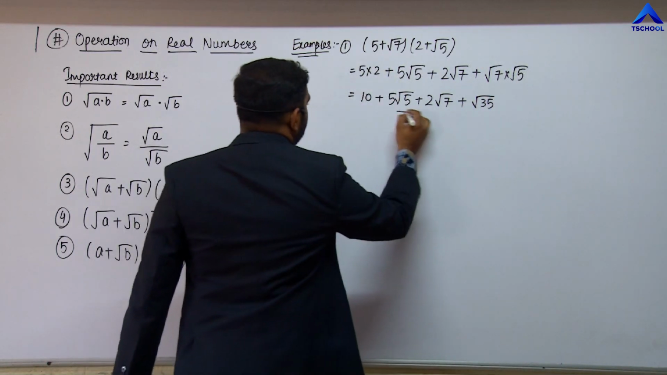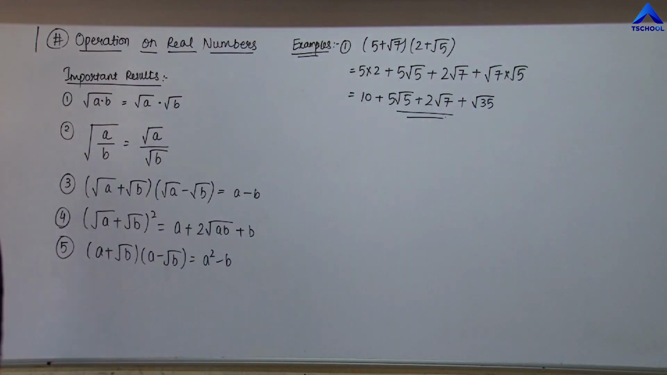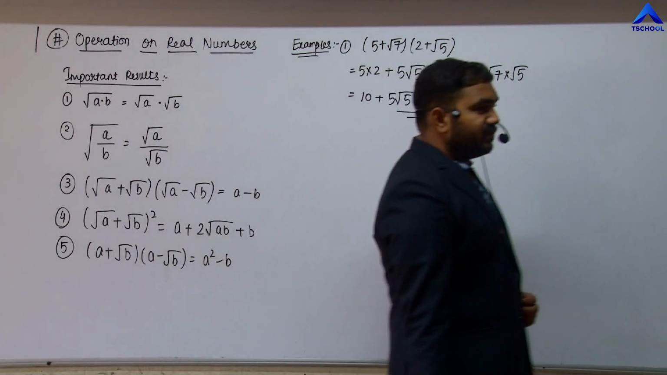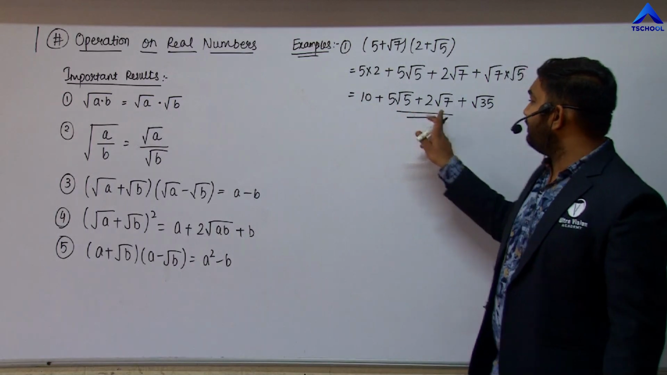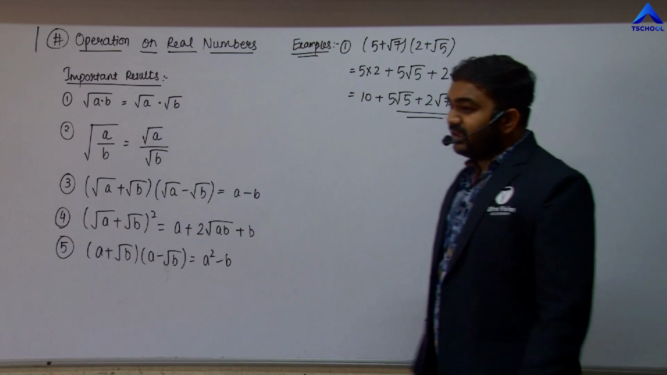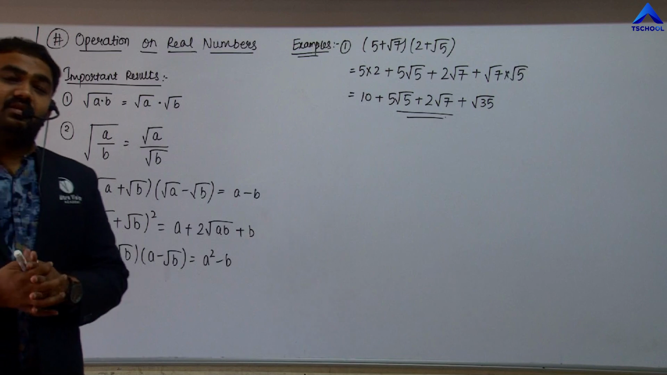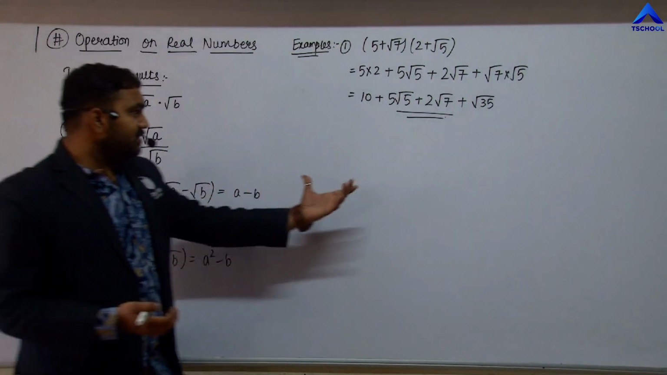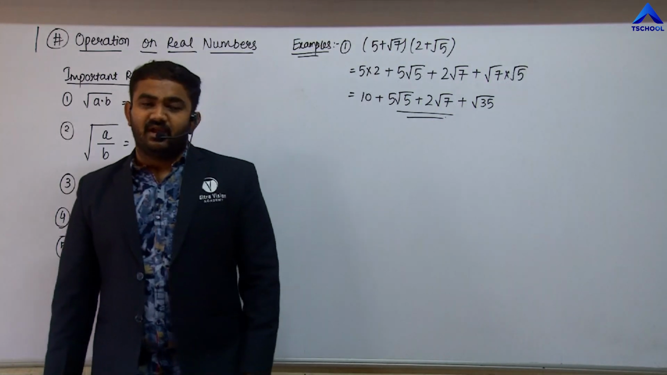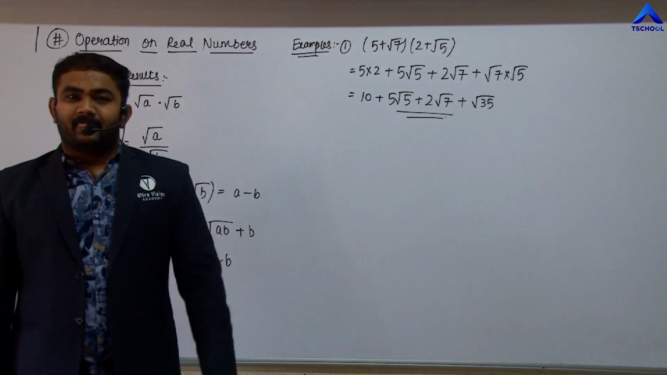Okay, so the answer to this question will be limited here to this step, because you cannot further simplify. Now as we said, we cannot add these two numbers. Which two numbers? That is 5 root 5 plus 2 root 7. Why? Because both the terms are not containing the same irrational number, and if they don't contain the same irrational number, they cannot be added.